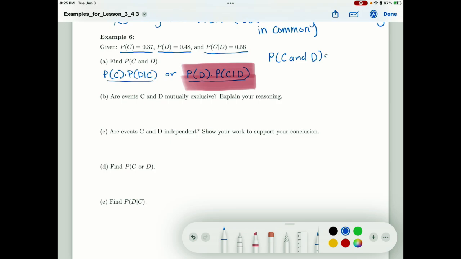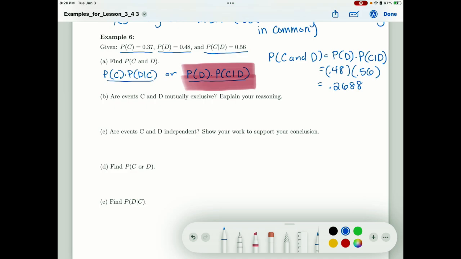So we're going to use the probability of C and D is equal to the probability of D times the probability of C given D. Since we know the probability of D is 0.48, that's given to us, times the probability of C given D, which is given to us, which is 0.56. When I multiply that together, we're going to get 0.2688.